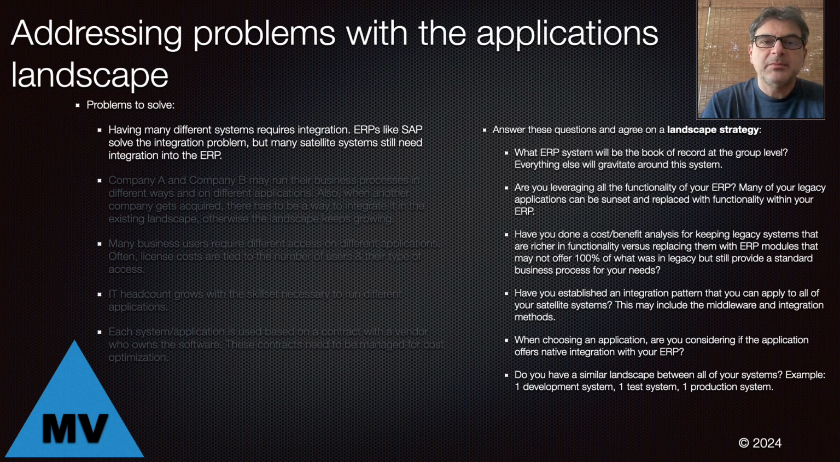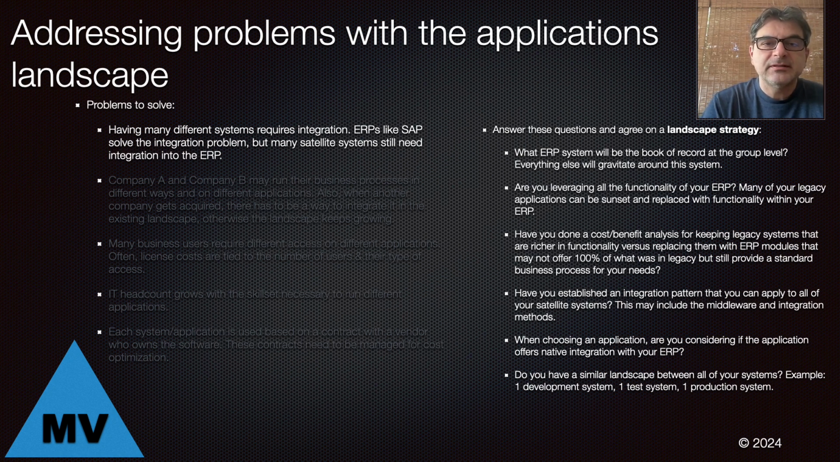To address the problem, answer these questions and agree on a landscape strategy. What ERP system will be the book of record at the group level? Everything else will gravitate around that system.